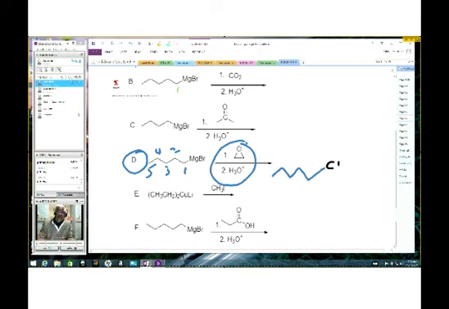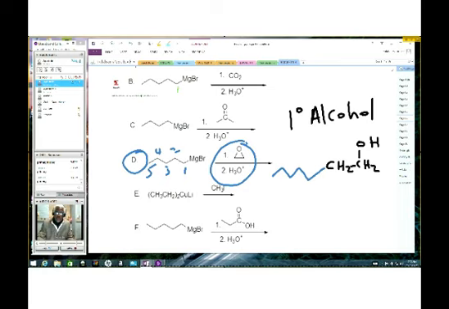You notice what have we done here? We have extended the carbon chain by 2 carbon atoms right here. Okay, very good. Now let us do E. Now E is a different set of problem. Let's erase this. Okay, we do E.